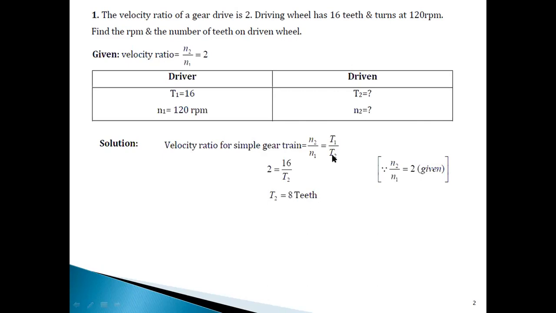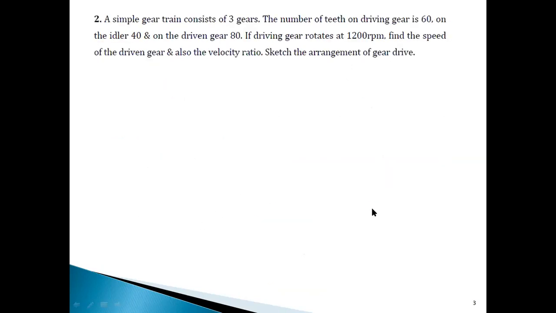Once you get the value of T2 as 8 teeth, T1 is given, and N1 is also given in the question. Then you can find N2 using the above relation, N2 by N1 is equal to T1 by T2. So what do we get now using this relation? We get the speed of the driven gear, that is 240 RPM. So this is the first problem. Let us move to the next problem.